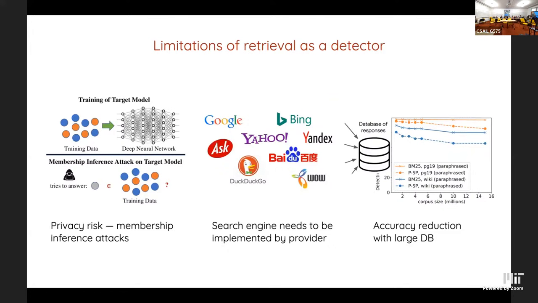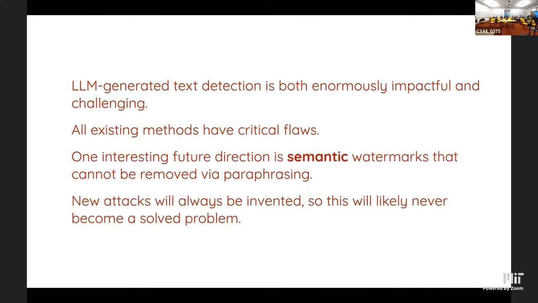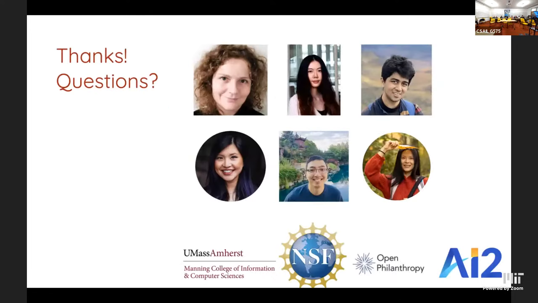So in conclusion, I think you can't just solve this problem perfectly, but you can definitely make it harder for people to evade the detection method. New attacks will always be invented, and new detectors will probably be invented too. But it is a very fun area to work on and also quite impactful, I think. All right, so I will just end here and thanks.